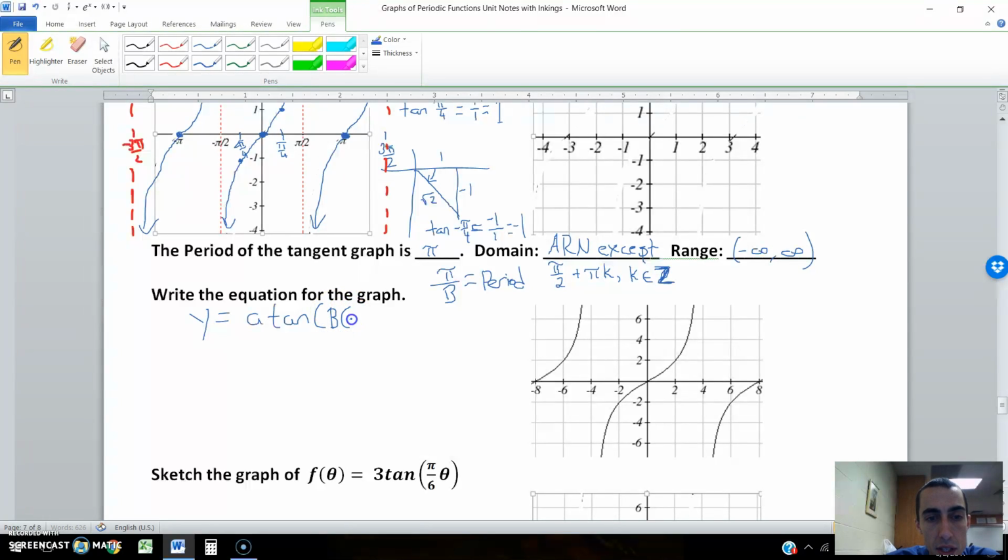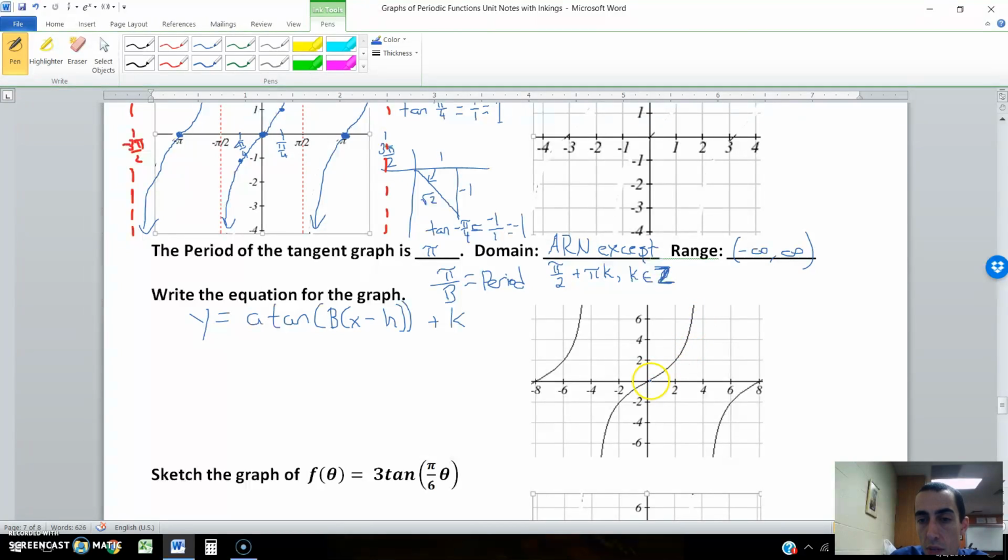Tangent of b times x minus some number h, plus that midline tacked onto the end. Alright, so first off, the midline. The midline for a tangent graph is the place at which the graph changes direction from being curved upward to being curved downward. Sort of the cuppedness.